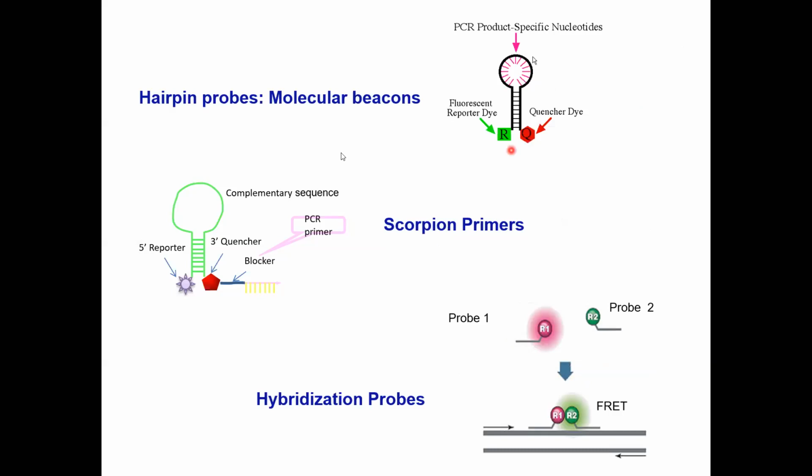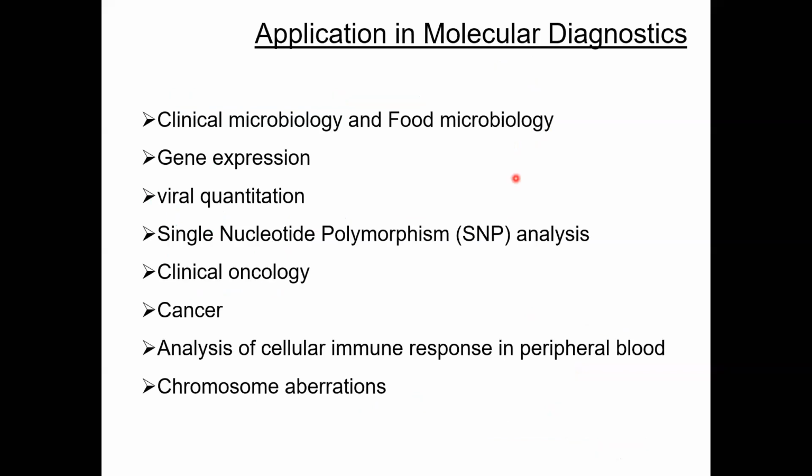Then you have hairpin probes like molecular beacons. Again, they have a quencher dye and a fluorescent dye. You run a PCR reaction, they separate, and then you see the fluorescence. The fluorescence will tell you whether the amplification is more or less.